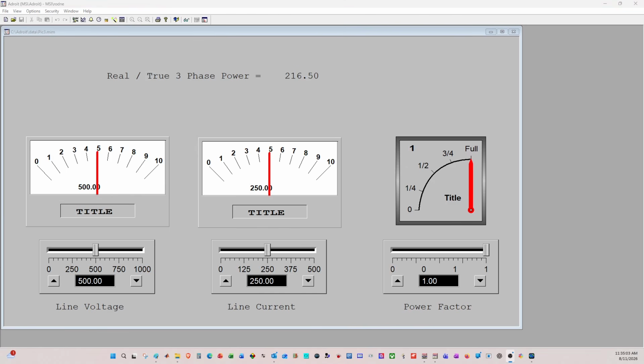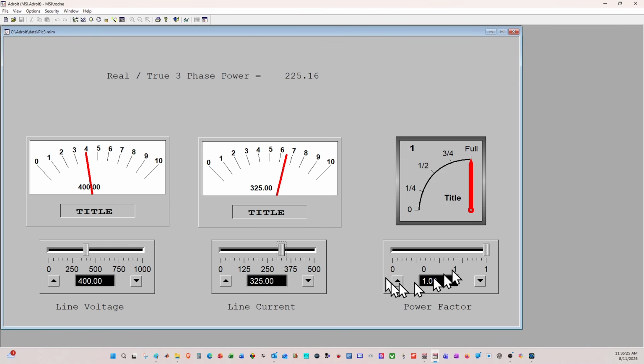All that remains for me to do is to pick up the value that has been calculated, the real or the true power, and display that on the screen itself. And you can actually see now, if I was to decrease my voltage, my real or true power is going to decrease. Or if I was to increase the current, then that should increase. And if I was to take my power factor away from unity, to a lower value, my power is also going to decrease.